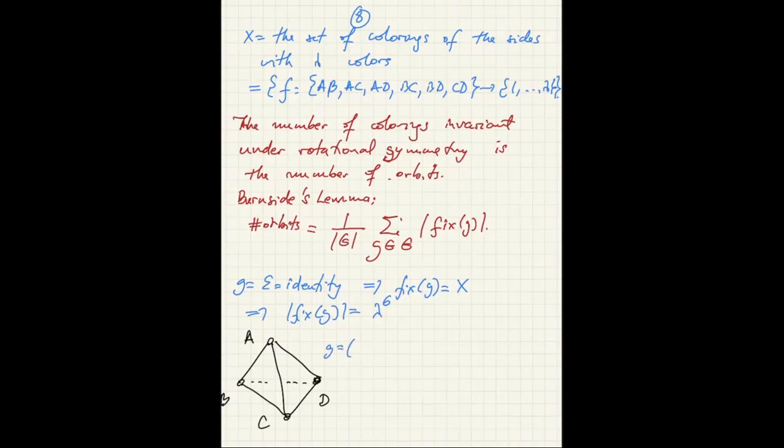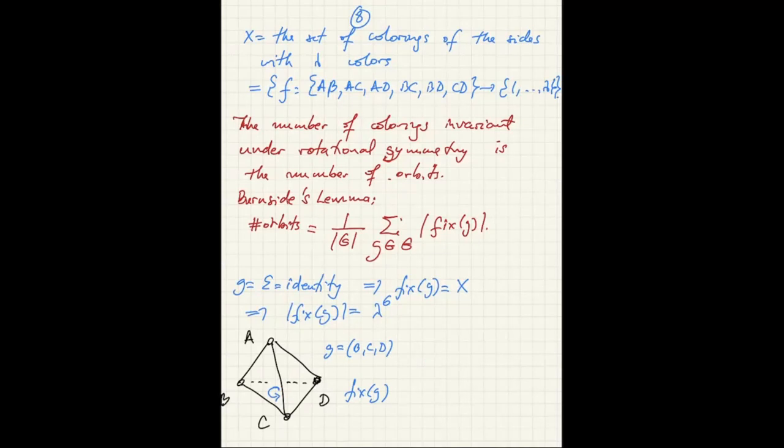G is, let's say, B, C, D. So it's the one that goes counterclockwise this way. Okay. Now, what colorings? What is the cardinality of what? First of all, what would be fix of G? So that will be colorings that are invariant under this operation.